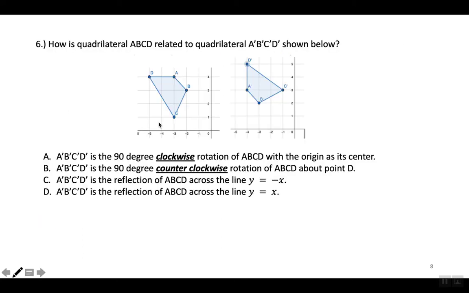Alright, number 6. How is quadrilateral ABCD related to quadrilateral A prime, B prime, C prime, D prime shown below? In other words, which of these transformations puts this quadrilateral on top of this quadrilateral? Alright, by the way, notice that this is the y-axis and this is the x-axis and this is the y-axis and this is the x-axis. They're both in quadrant 2. So notice that. I did that because I guess when I did this, that was the only way to fit the pictures and make them big enough to notice the little coordinates of each point.